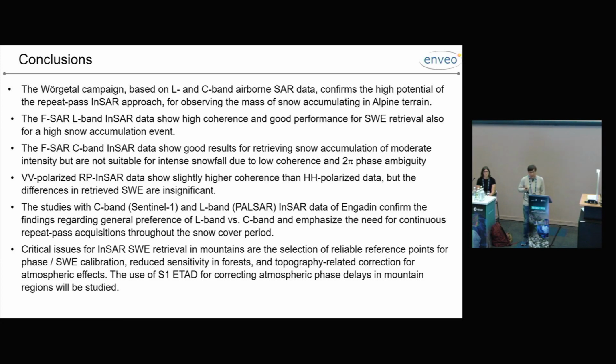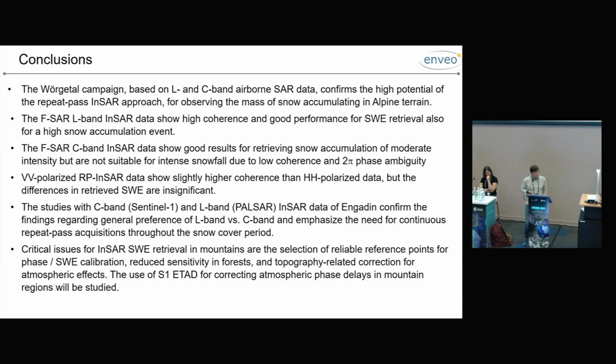We have always to think about this 2 pi phase ambiguity at C-band, and 1 phase cycle for fresh snow is also a very small amount of snow accumulation. Then VV polarization is slightly better than HH, but in principle there is no significant difference. Then the studies with C-band and L-band INSAR of Engadine confirm the findings that we found in the test areas. But at C-band, we think that we need continuous acquisition, actually repeat acquisitions during the complete snow cover period.